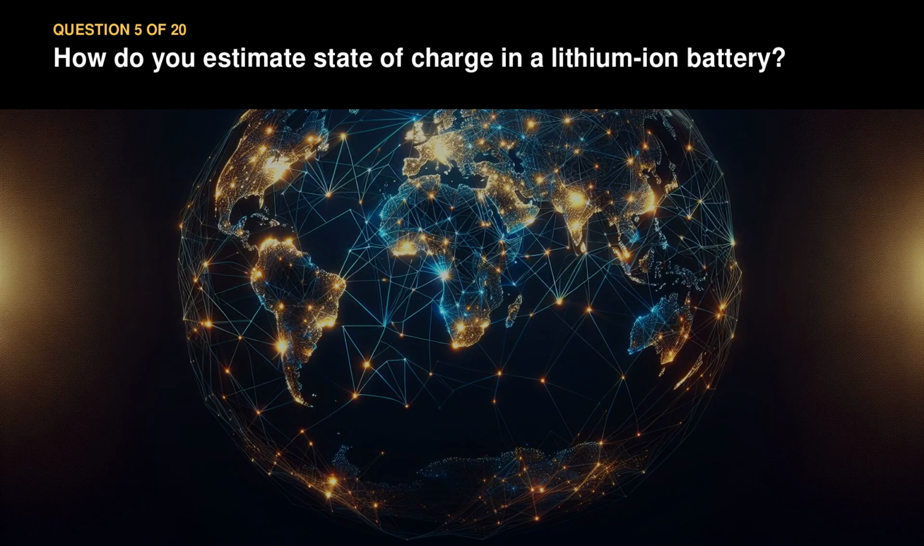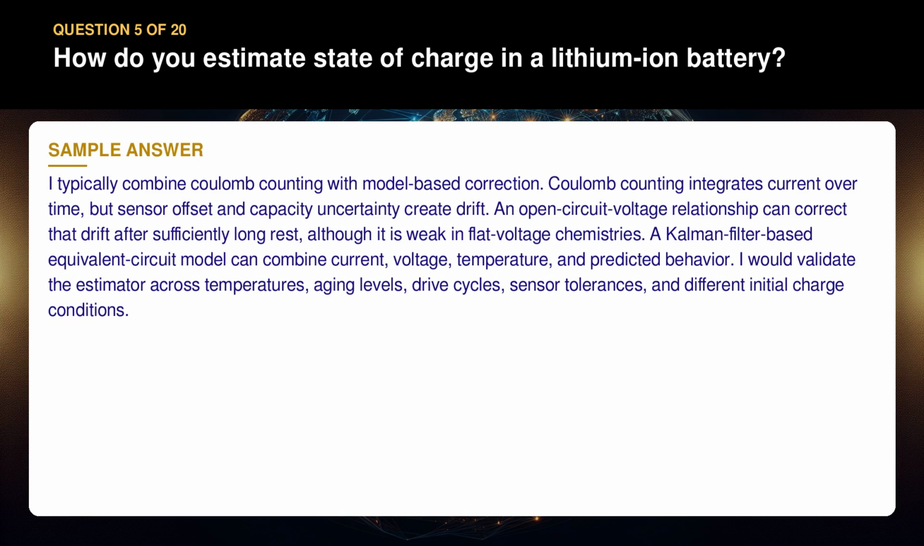Question 5. How do you estimate state of charge in a lithium-ion battery? I typically combine Coulomb counting with model-based correction. Coulomb counting integrates current over time, but sensor offset and capacity uncertainty create drift. An open-circuit voltage relationship can correct that drift after sufficiently long rest, although it is weak in flat voltage chemistries.